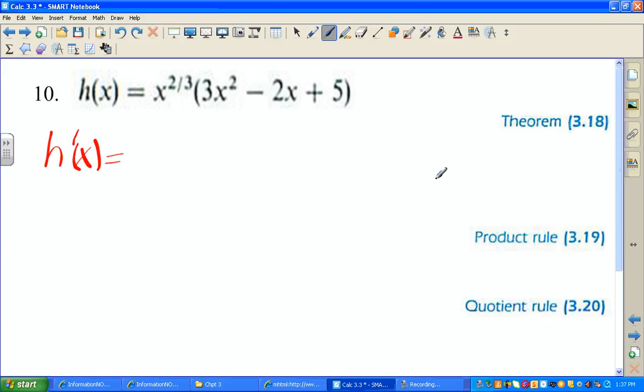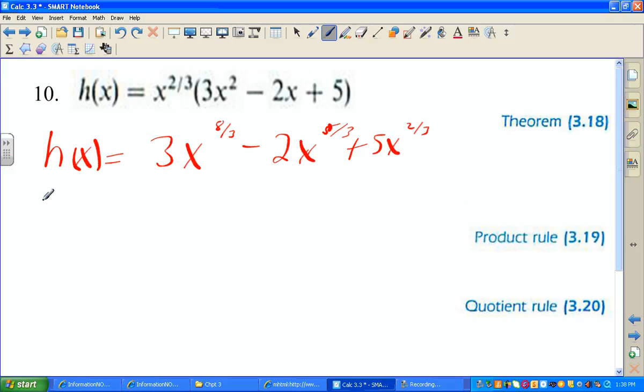H prime of X. Is this a product? Is it a quotient, a sum, a difference, or an individual power rule term? Who knows? The product. You can do this one of two ways. You can do the product rule, or you can simplify first. Simplify? Sounds good to me. So if I'm going to simplify, changing my notation to h of x, I'd have 3x to the 8/3, if I add the exponents, minus 2x to the 5/3 plus 5x to the 2/3.